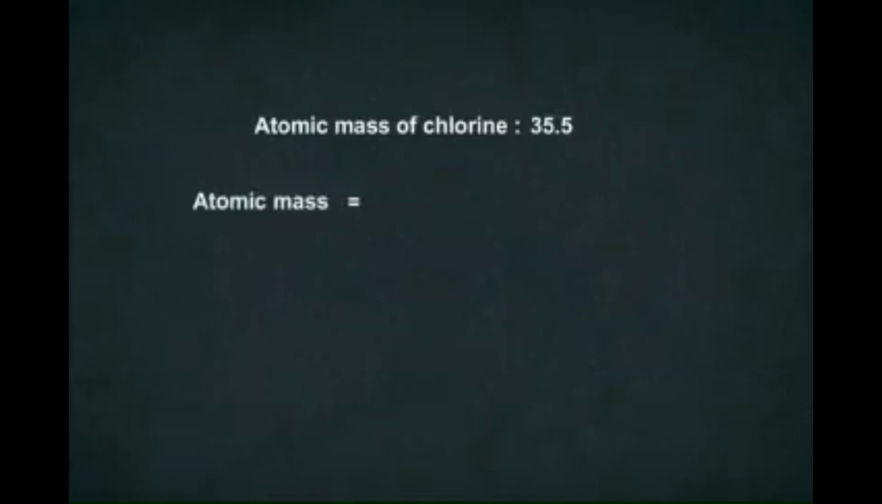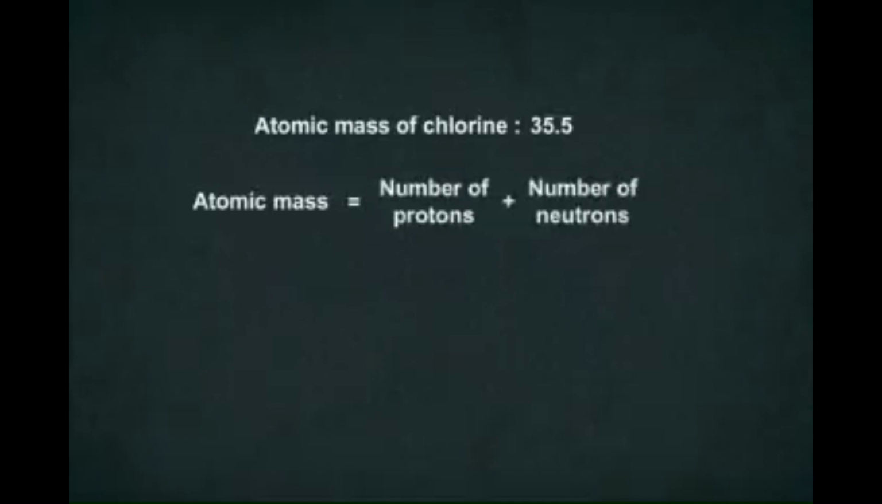Let me show you a chlorine atom. What is the atomic mass of chlorine? 35.5. 35.5? But the atomic mass of a substance, if I remember it right, depends upon the number of protons and neutrons. Then it should be a whole number. How did we get 35.5? There is a reason. Let me explain.